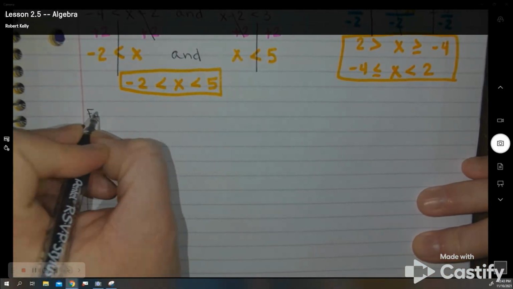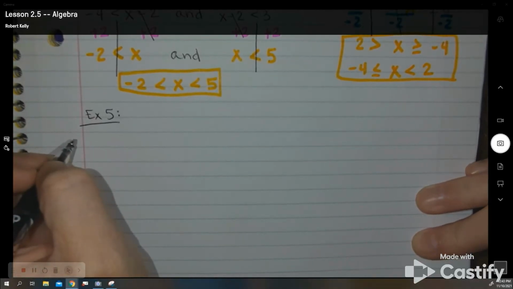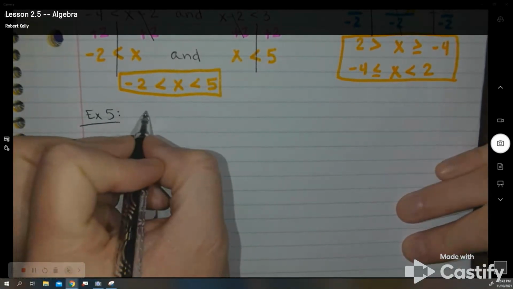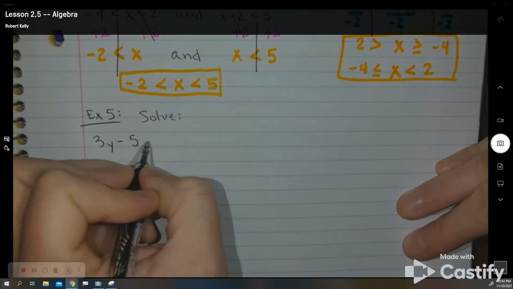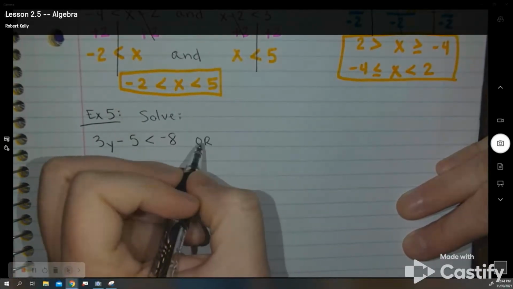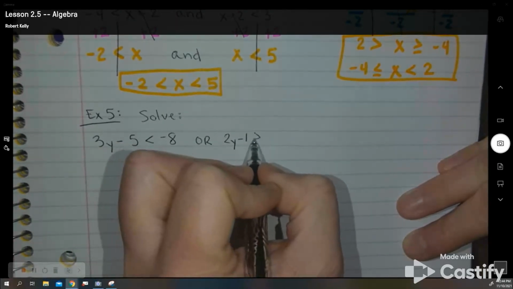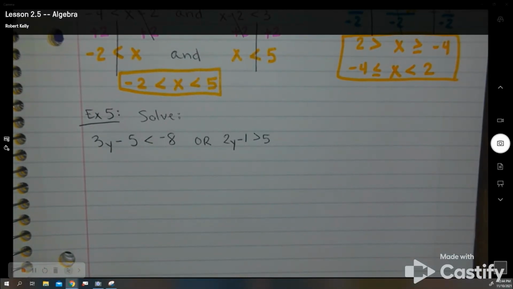Example 5, we have an or scenario. So for this one, we're trying to solve again. And we're solving 3y minus 5 is less than -8, or 2y minus 1 is greater than 5. Now this is an or, so it's not really one that we're going to solve together in 3 columns like we did for the first one. You really do truly have 2 separate inequalities to solve.